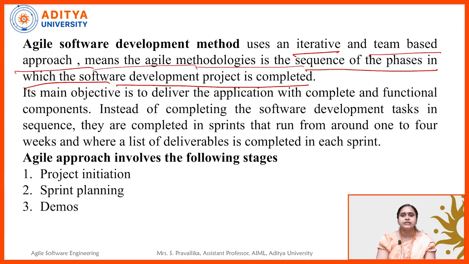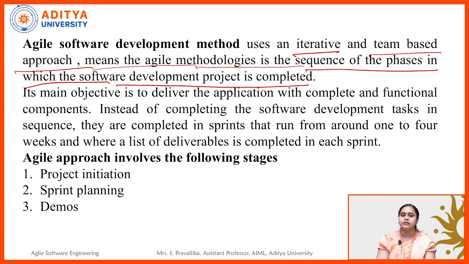Next point, instead of completing the software development tasks in sequence, they are completed in sprints that run from 1 to 4 weeks, where a list of deliverables is completed in each sprint. Sprint is one of the software terminologies where they take a time box of 1 to 4 weeks and assign tasks to the team members. The team lead who is dealing with the project will lead the team members by specifying some tasks to them.